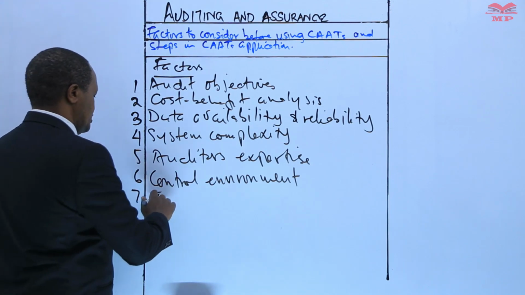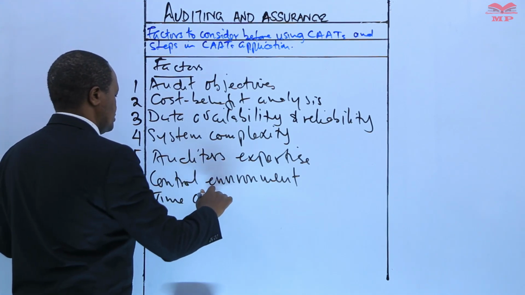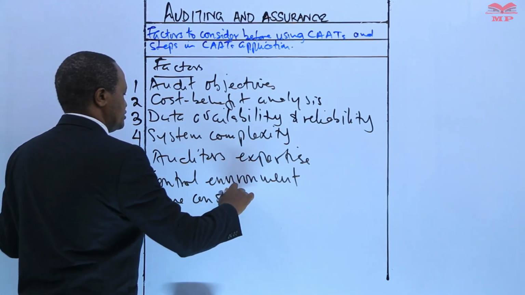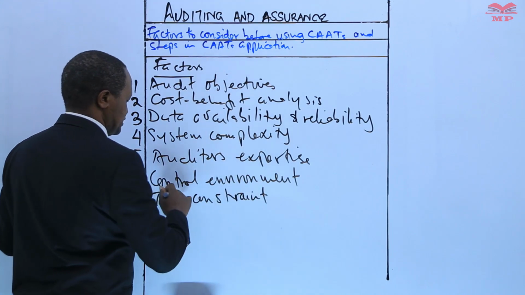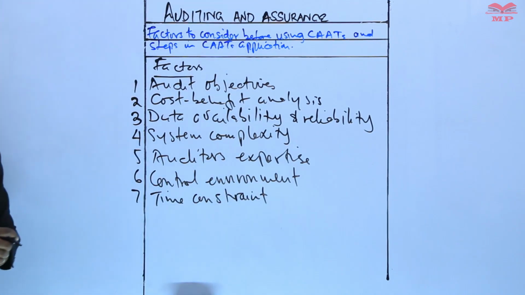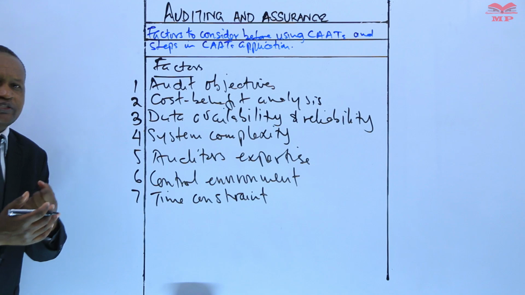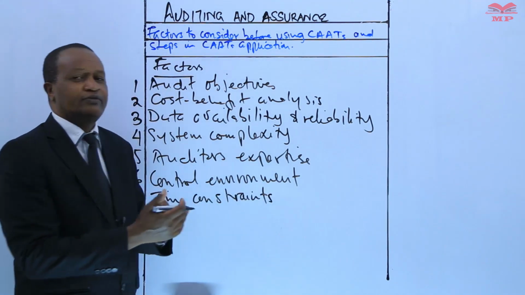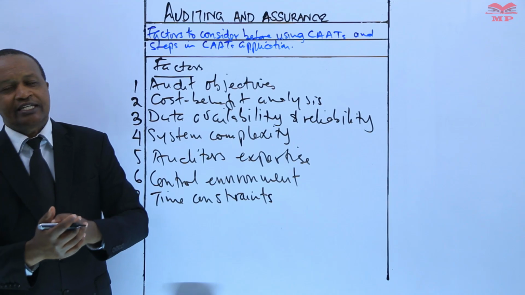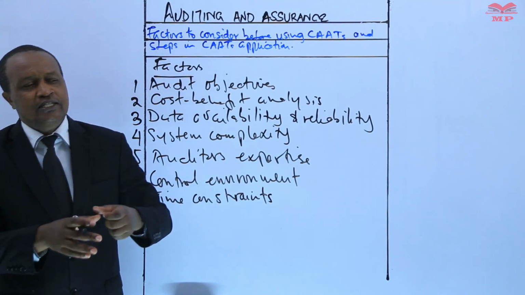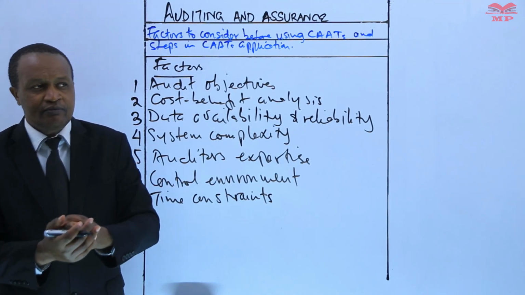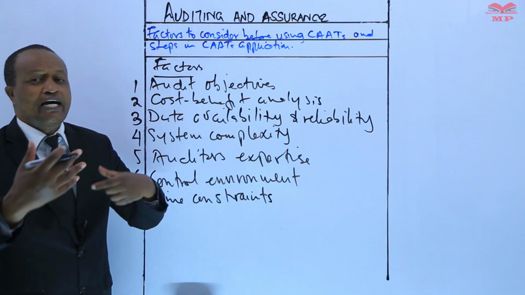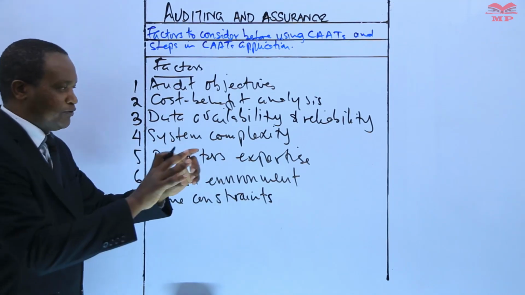Seven, time constraints. Consider the availability of time for the audit. The auditor has to consider if he has time for the audit, because CAATS can then help save time, but their implementation may require additional time upfront.